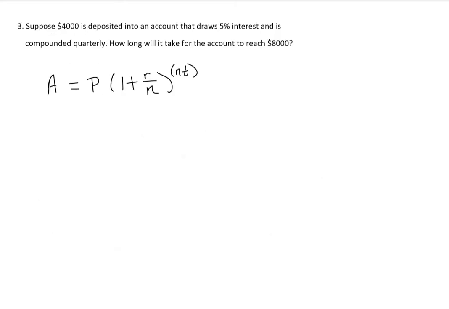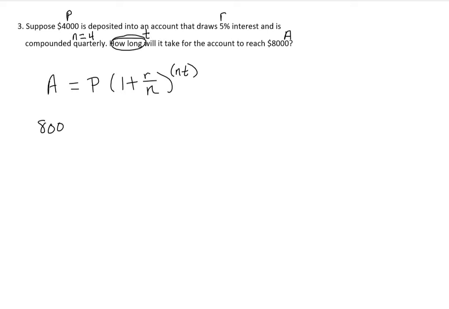Okay, problem 3. Suppose $4,000 is deposited into an account that draws 5% interest and is compounded quarterly. How long will it take for the account to reach $8,000? Okay, $4,000 is the amount that's deposited. That's the P. 5% is the R. It's compounded quarterly. So N is 4. How long is the T? And that's what I'm looking for. Will it take for the account to reach 8,000? And that 8,000 is my A.